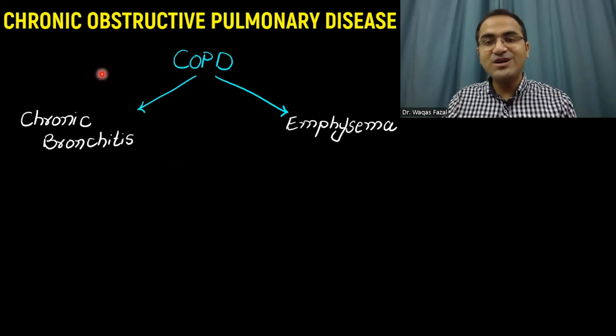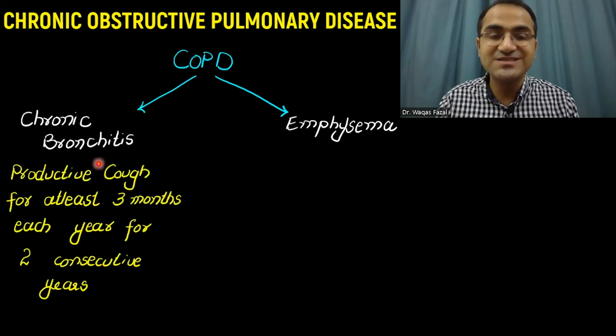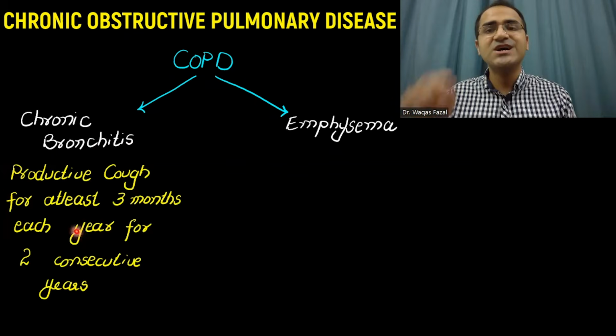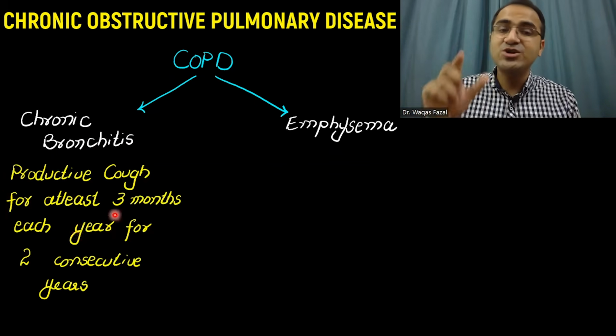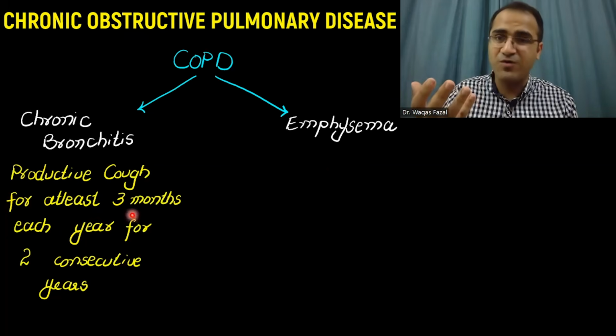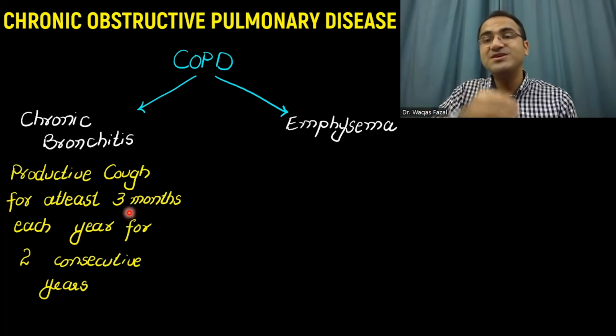Now, COPD is divided into two main groups, chronic bronchitis and emphysema. Chronic bronchitis is a productive cough for at least 3 months each year for 2 consecutive years. For the 2 consecutive years, each year the patient has at least a 3-month period in which the patient is having excessive productive cough. The patient is having productive cough because it occurs mainly due to smoking.